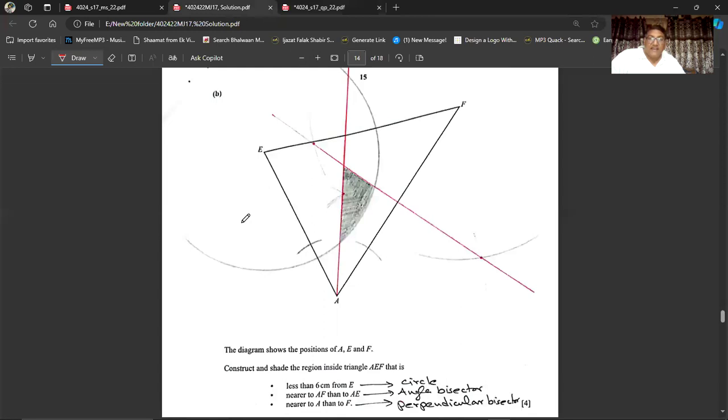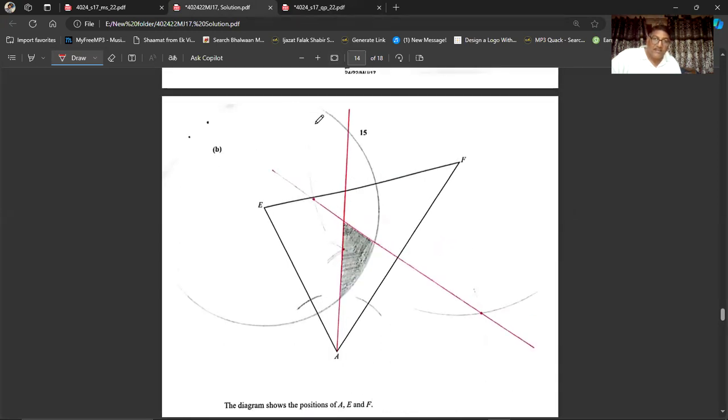So the first thing they are asking you to do is draw a circle of 6 centimeters. I will open my compass to 6 centimeters, take E as center and draw this circle. I hope you can see this circle which we have drawn of 6 centimeters.